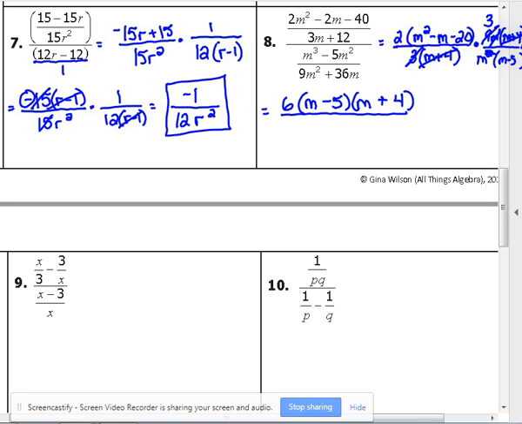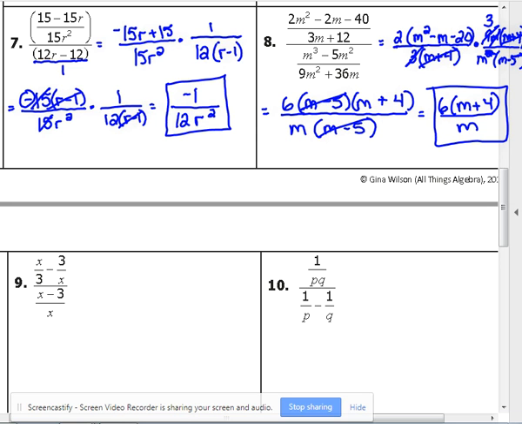What do we have left in the denominator? We've got an m left, and we've got m minus 5 left. Yes, that's supposed to be a minus 5 right there. Okay, so the only thing left that we can cancel are the m minus 5s. So we've got 6 times m plus 4 all over m left for that one. Okay. Any questions about these? Really just relies upon your factoring.